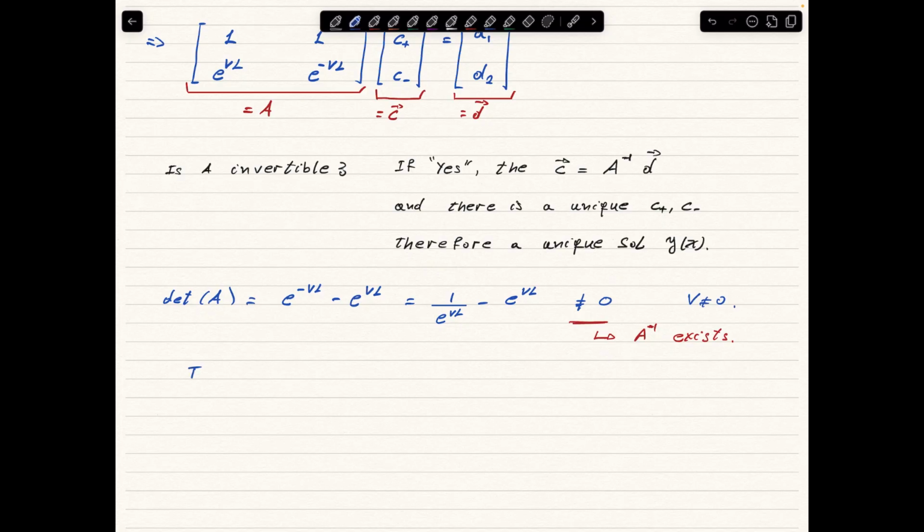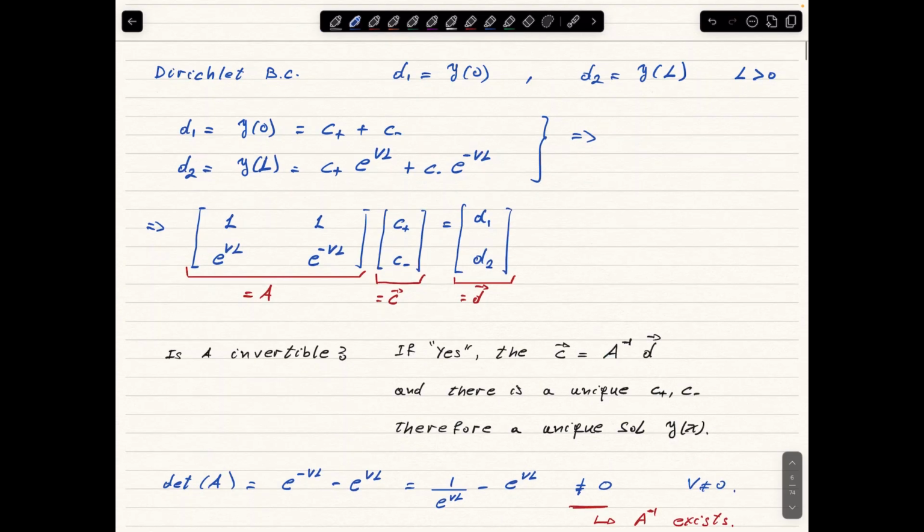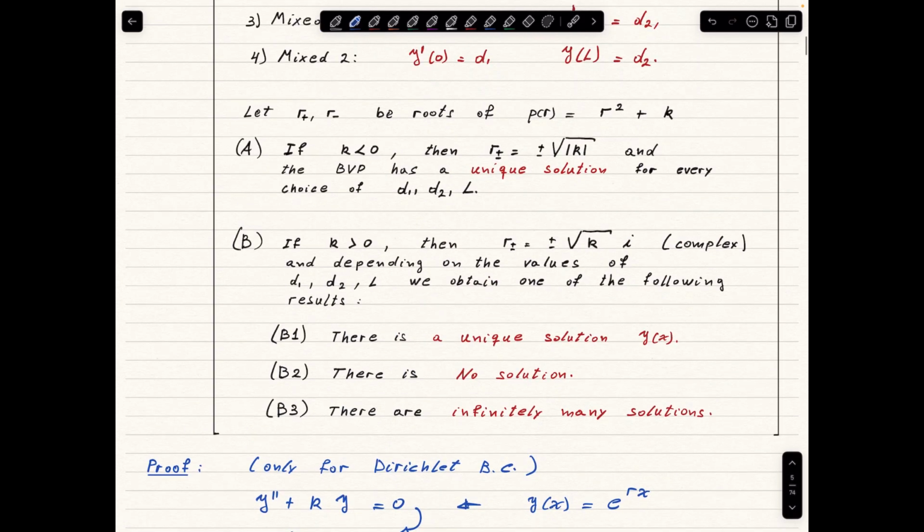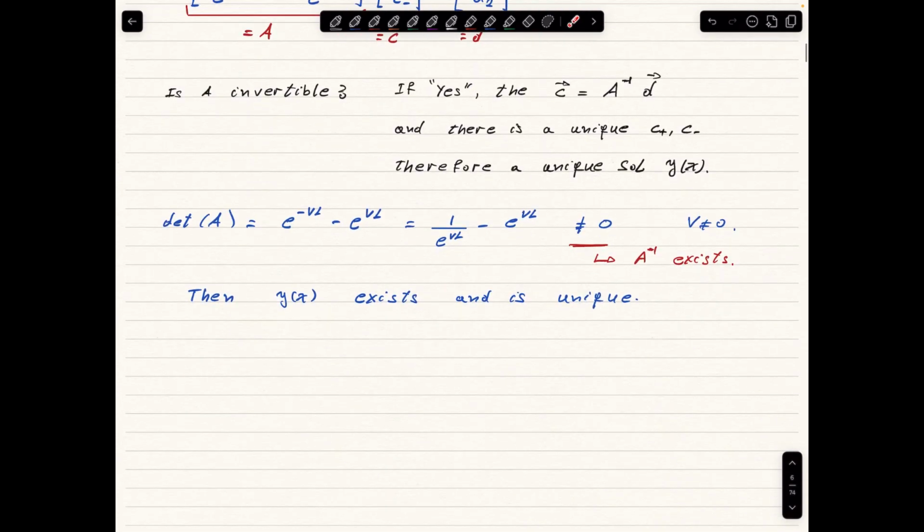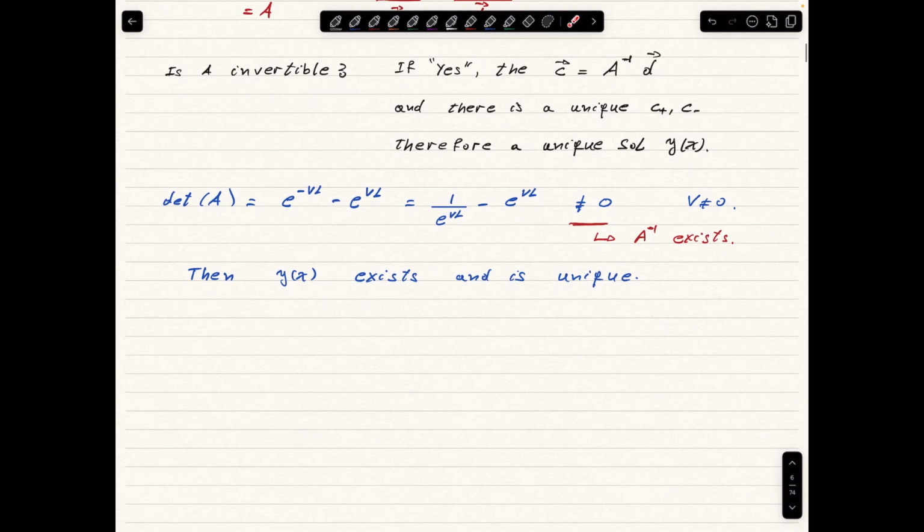Then y of x exists, the solution to the differential equation exists, we have already proven that it exists, and is unique. And this is what we say here. Whenever k is negative, there always exists a unique solution, and here we have proven why. So now we move to case B.